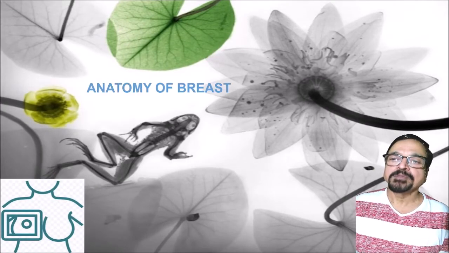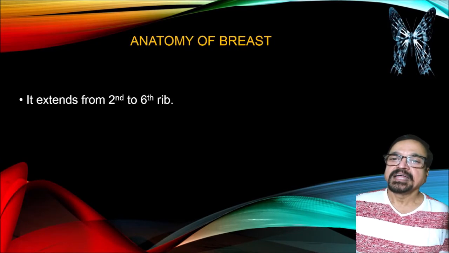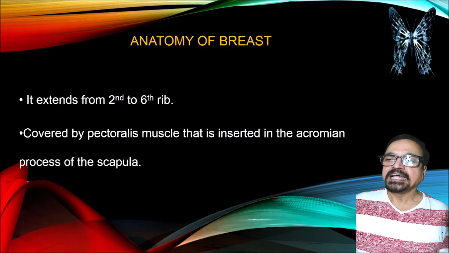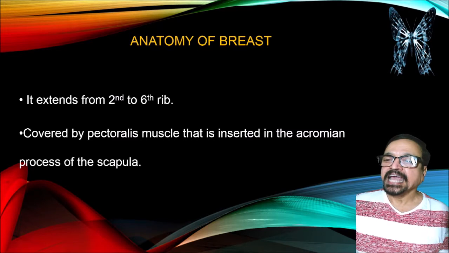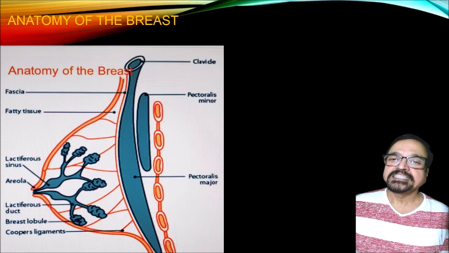Now, what is the anatomy of the breast? To cover it quickly, it extends from the 2nd to the 6th rib, then is covered by the pectoralis major that is inserted in the acromion process of the scapula. We are giving only the details required to understand mammography. Here is the anatomy. You can see a clavicle, then pectoralis major. We need pectoralis major because it is projected in the mammograph, and lymph nodes over the pectoralis major are important from our study point of view.